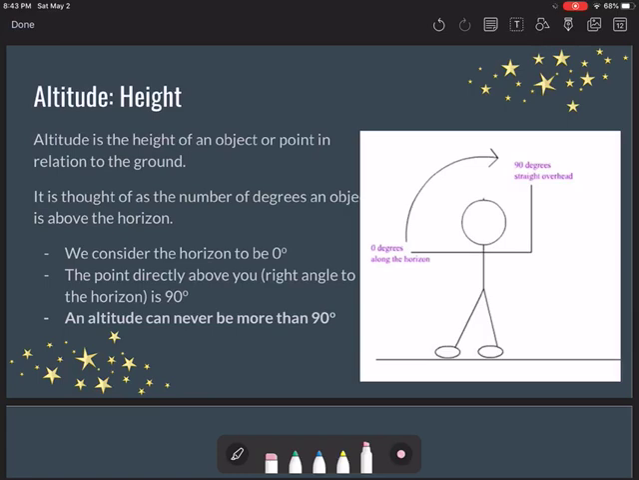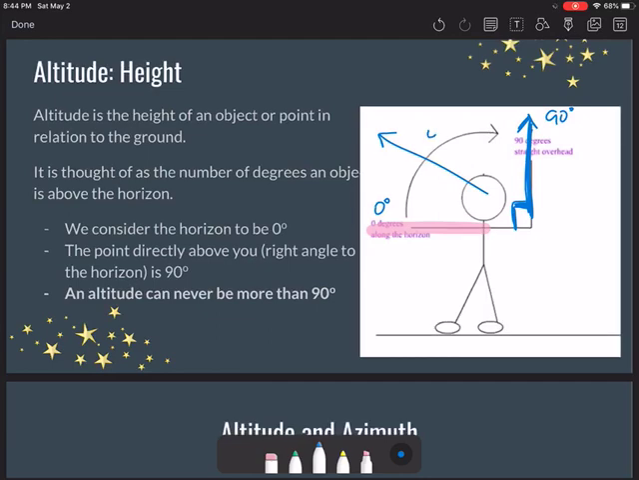It is thought of as the number of degrees an object is above the horizon. So we say the horizon is at 0 degrees, and straight up above us is going to be 90 degrees. So for altitude, we only have between 0 and 90 degrees because we have a right angle that's provided here. So I could be looking in this direction, which I might say is around 45 degrees. The reason that it doesn't continue here, let me just erase this.